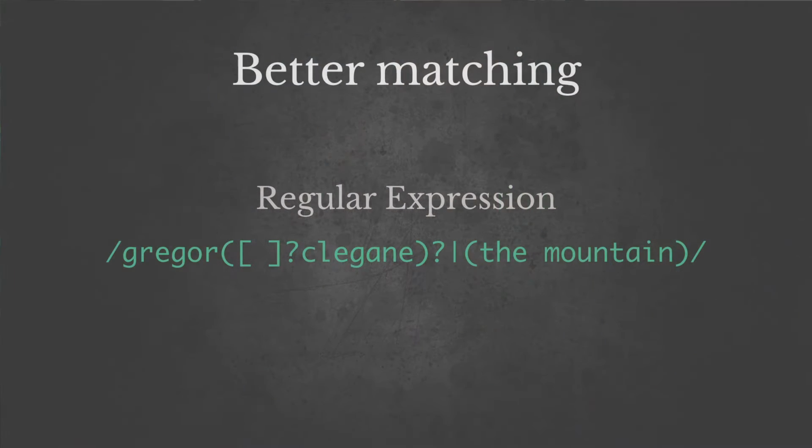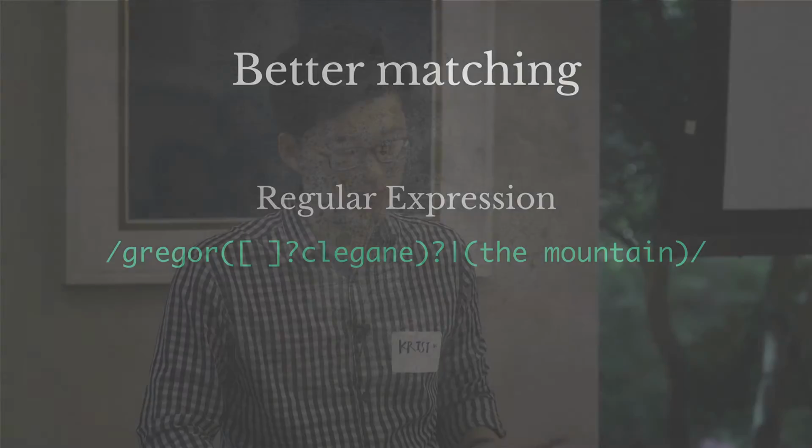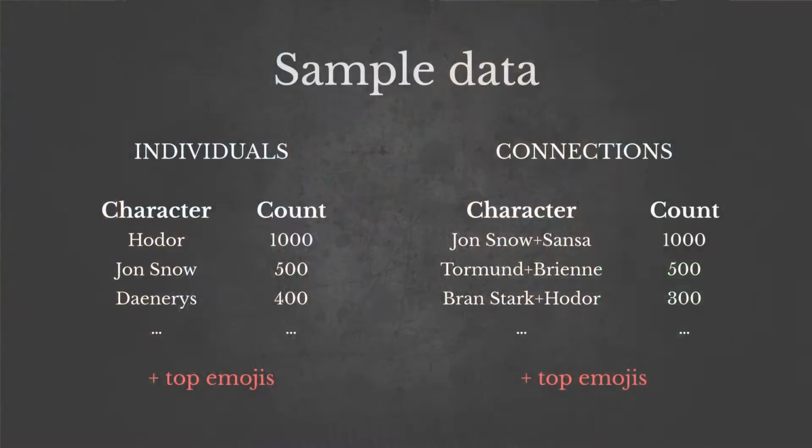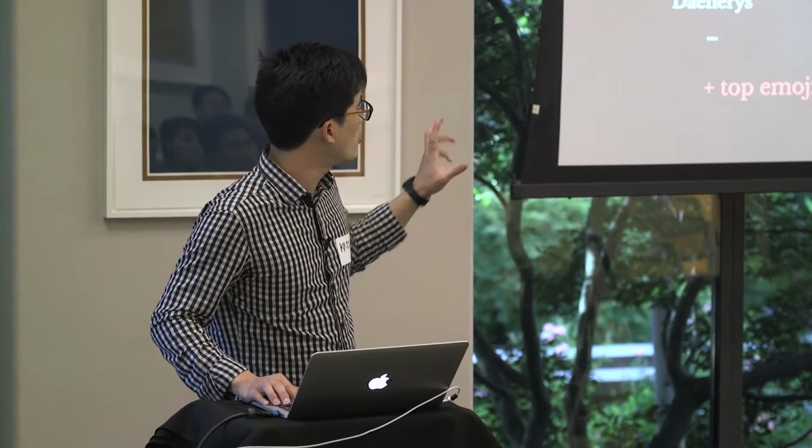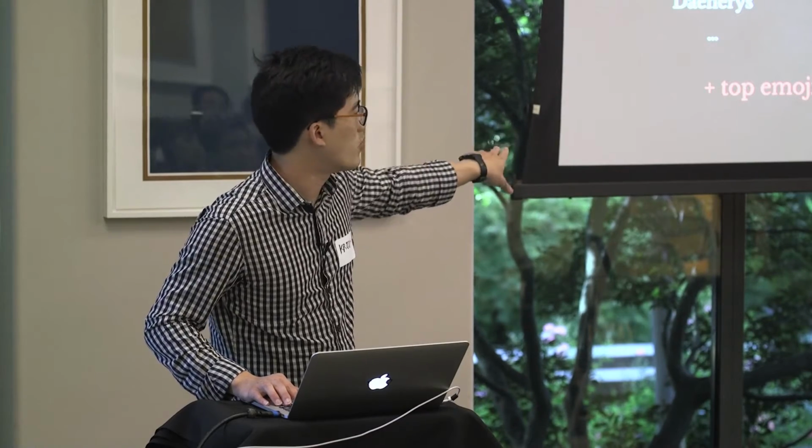So I upgrade my entity recognition. Instead of a stupid string, now I start using more complex pattern matching with regular expressions, so we can match by name, and the last name is optional, or if they have an alias, then we can match that as well, just to cover more. Because sometimes people just mention the alias, not the name. So now we have more data. We have the individual character counts and also characters that appear together in the same tweets. And if you look at this, we also have emojis for each of that.